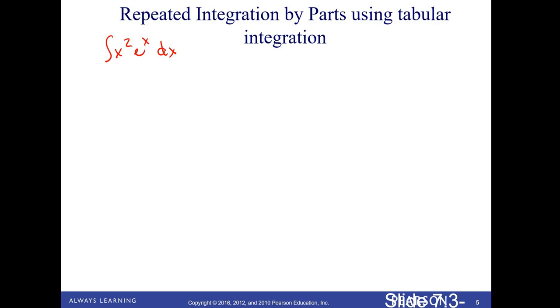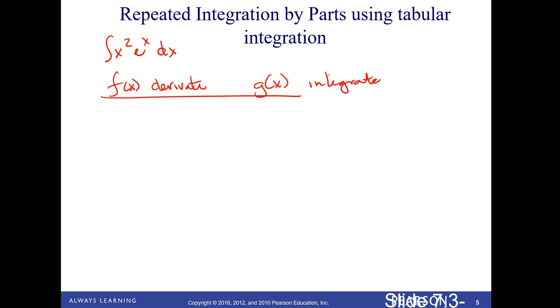Since I have an x squared, I know that I'm going to need to do this more than once. So I'm going to start with a function and its derivatives, and a different function with integration. So this one I am going to derivate, this one I am going to integrate. So I'm going to start with my x squared. My derivatives are 2x, 2, and 0. Once I get to 0, I know that I've done enough. This one's easy because the integral of e to the x is always e to the x.